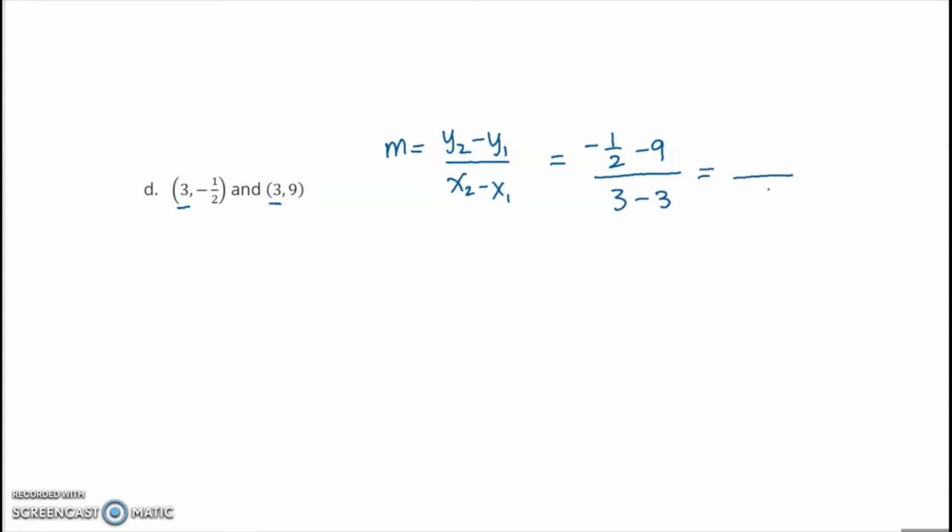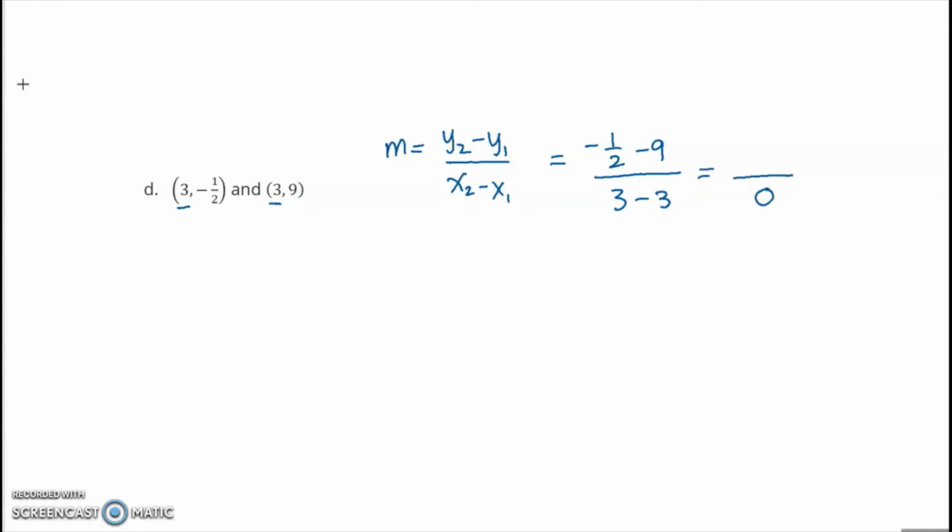Now in this next example, note that the x coordinates are the same. So if we get the equation of the line, we will have to first compute for the slope. The slope is the change in y over the change in x. So if we're going to get the change in y, we're just going to subtract the y coordinates. We have negative 1/2 minus 9. And the denominator is 3 minus 3. Now notice that the denominator here is equal to 0.